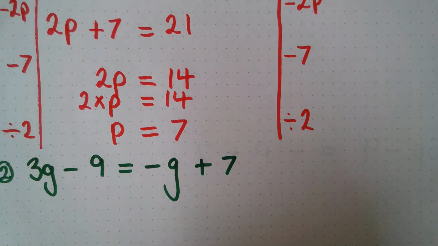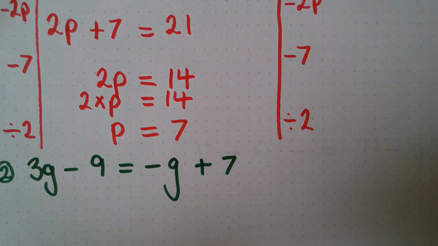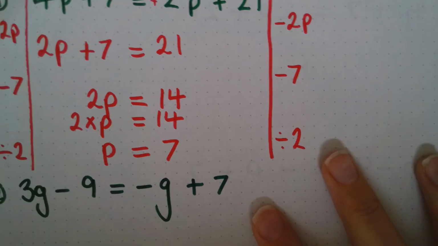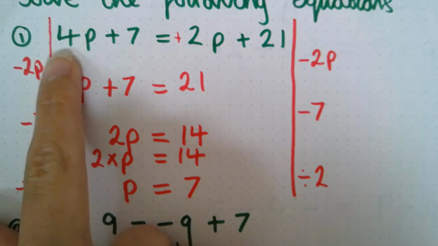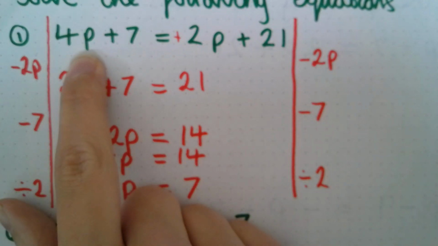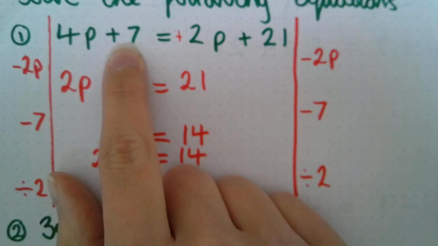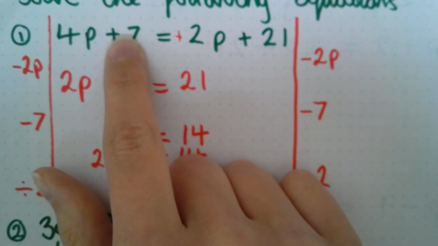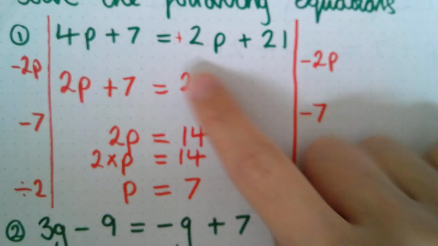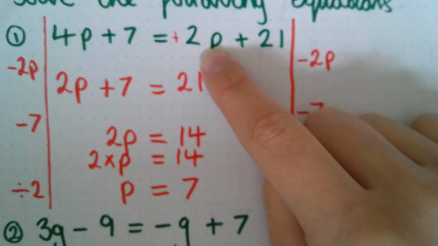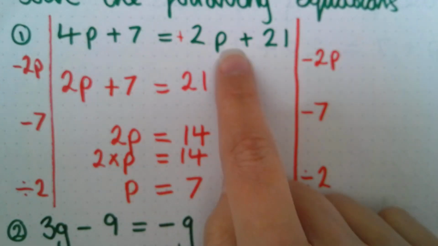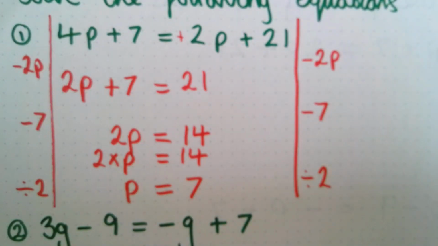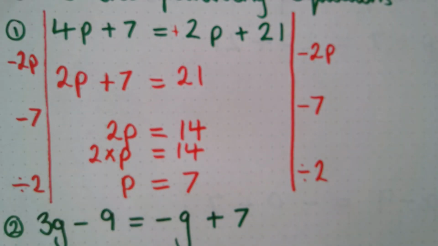We know that we've solved it. We've got p equals a number. If you want to check it, then you can do 4 lots of 7 is 28. Add 7 is 35. So that side is 35. It should be equal to this side. So 2 lots of 7 is 14. Add 21 is also 35. That side should be the same as that side, and we know that it is when p is 7.